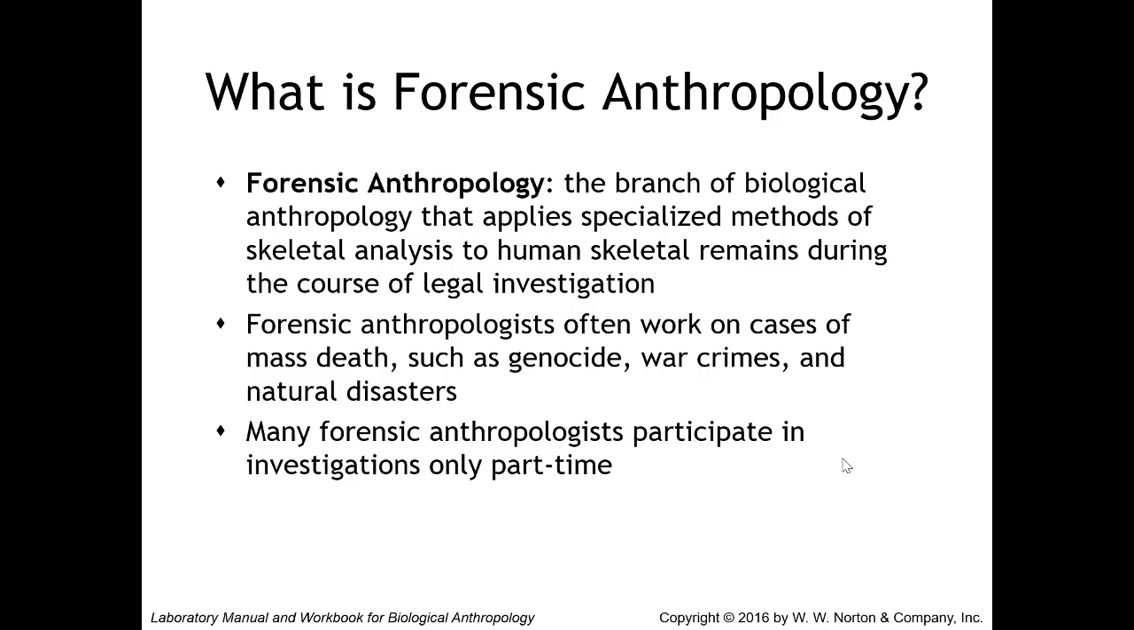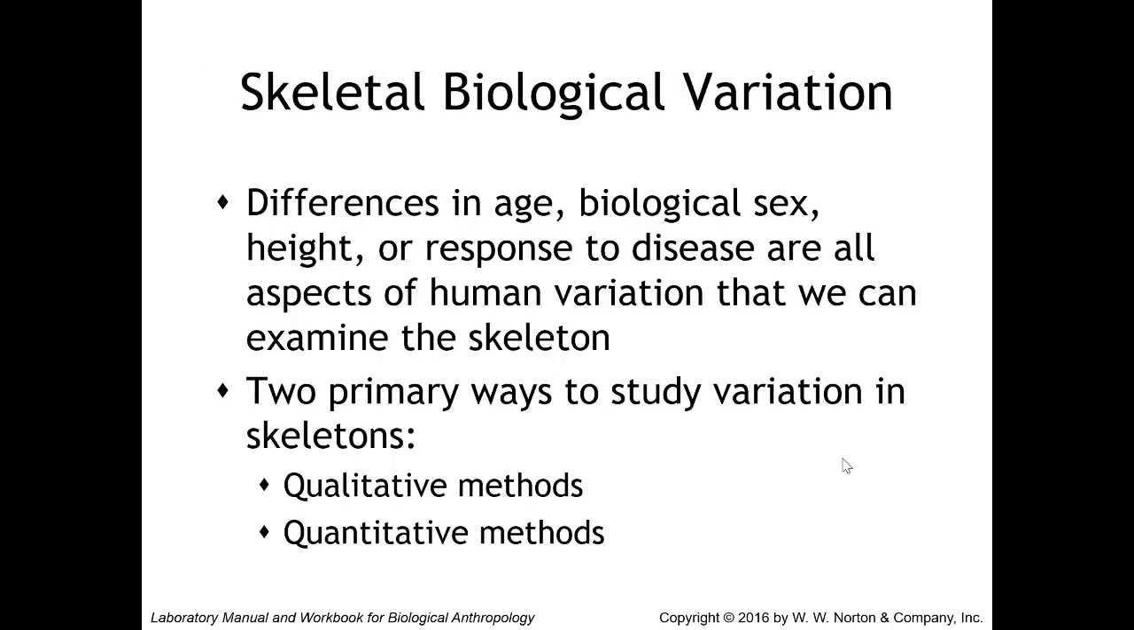So like biological anthropologists and bioarchaeologists, forensic anthropologists are interested in examining aspects of human variation, particularly aspects of skeletal variation, right? This is where we get a lot of information. So differences in age, biological sex, height, or response to disease are all aspects of human variation that we can examine in the skeleton. So let me give you an example.